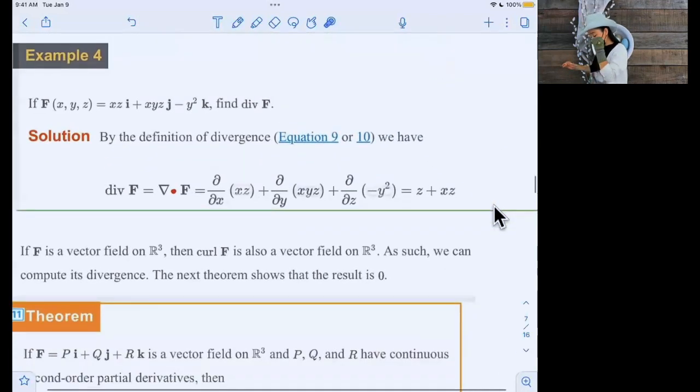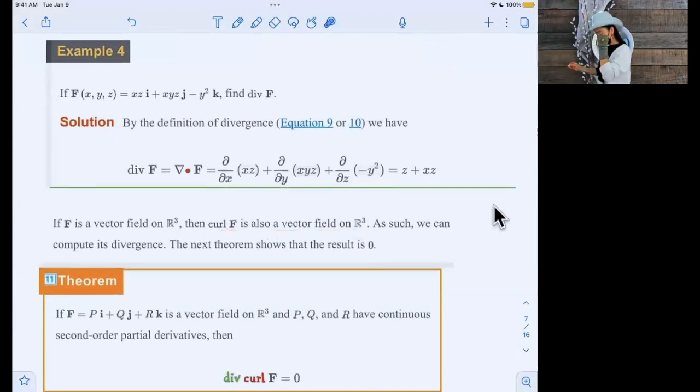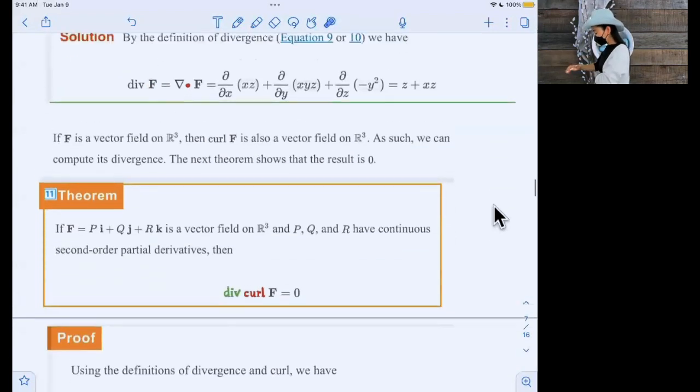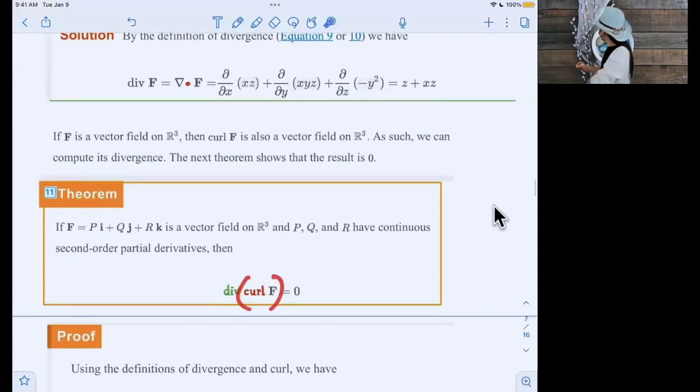If F here is a vector field on R3, then curl is also a vector field on R3. Remember, curl is a vector field, and as such, we can compute its divergence. You can compute the divergence of a vector field. So the curl of F is also a vector field, and we're going to compute its divergence.